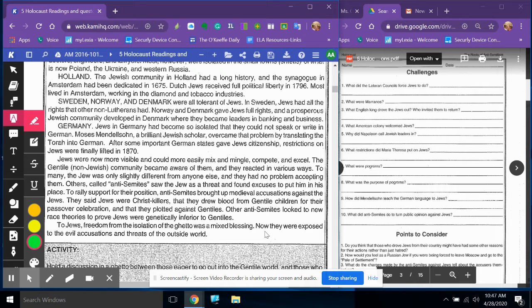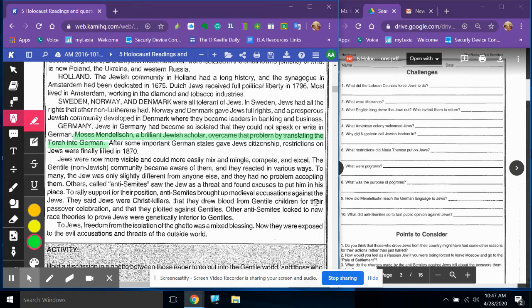Germany. Jews in Germany had become so isolated that they could not speak or write German. Moses Mendelssohn, remember that name from the questions, a brilliant Jewish scholar, overcame that problem by translating the Torah into German. After some important German states gave Jews citizenship, restrictions on Jews were finally lifted in 1870.